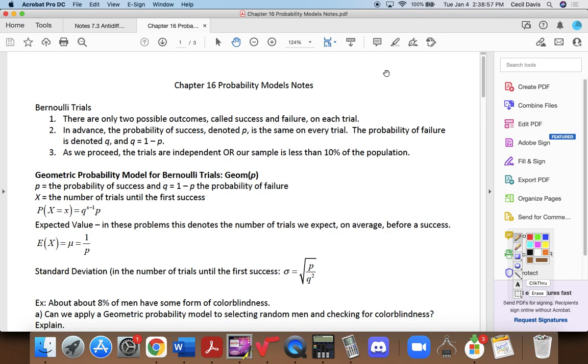So you'll find on the AP exam they never call them Bernoulli trials. What do they call them? There are two types that we're going to look at, and they call them one of those two types. Either a geometric or a binomial model.